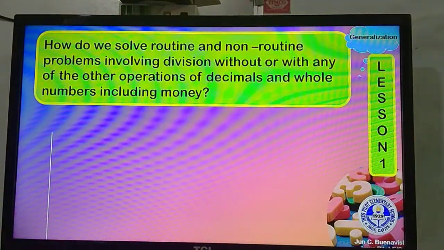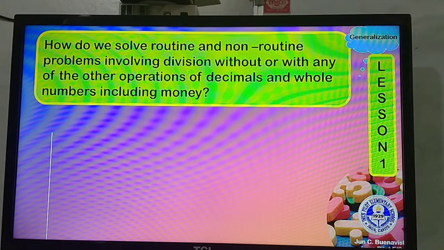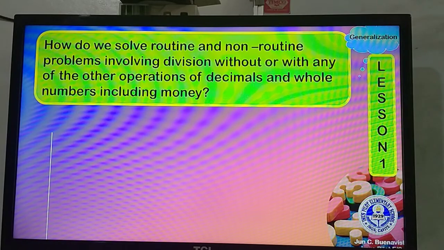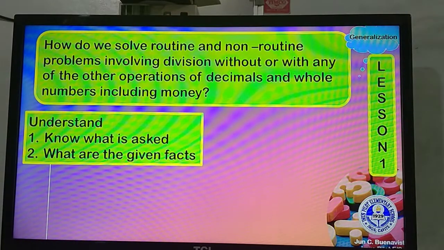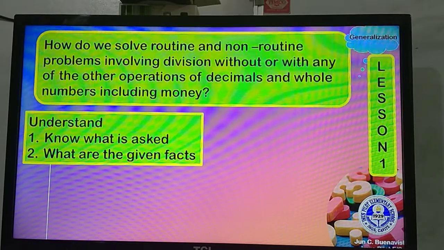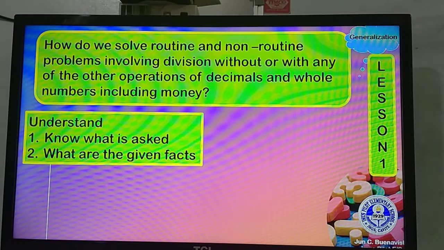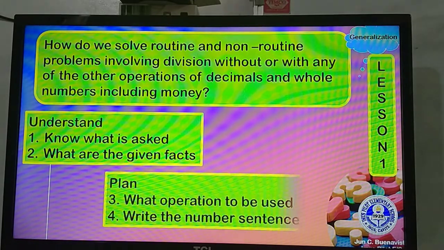How do we solve routine and non-routine problems involving division, without or with any of the other operations, in decimals and whole numbers including money? That was our lesson 1 a while ago. Okay, so you are going to follow the steps. First, you are going to understand. How do you understand the problem? You know what is asked. Then second, you know what the given facts are. That is very important.